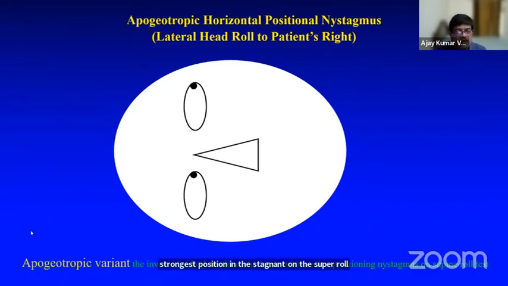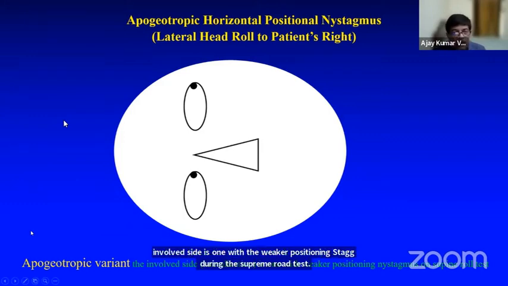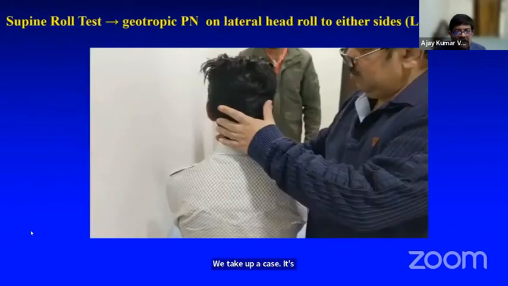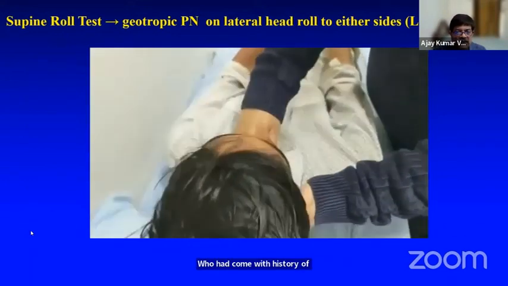While in the apogeotropic variant, I am again showing this, the quick component is beating away from the lowermost right ear. This is the slow and this is the quick component. It is important to remember that in the apogeotropic variant, the involved side is the one with the weaker positioning nystagmus during the supine roll test. With this anatomy and the positional test, we take up a case, a 19-year-old patient who had come with a history of vertigo for the past 4 days.